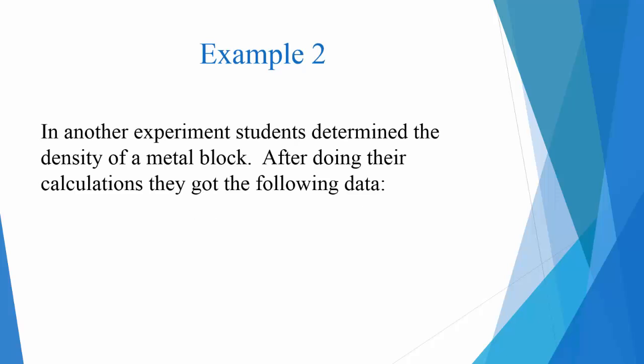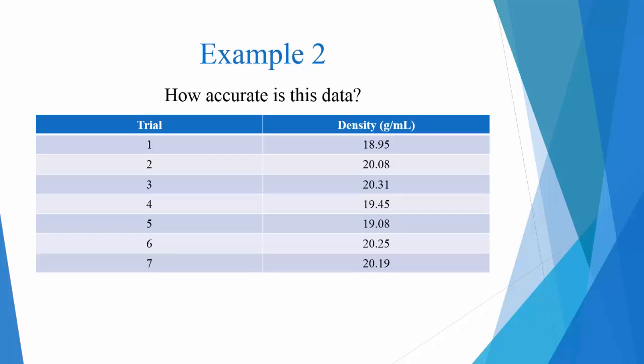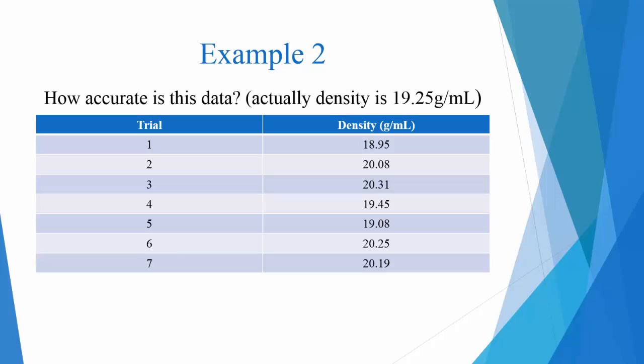Okay, in another experiment, the students are going to determine the density of a metal block, and this is the data that they obtain. Well, how accurate is this data? In order to do this, you need to know that the actual density is 19.25 grams per milliliter. Once you know this, calculations, so stop the video, do the calculations, return, and we'll run through the answer. Go.